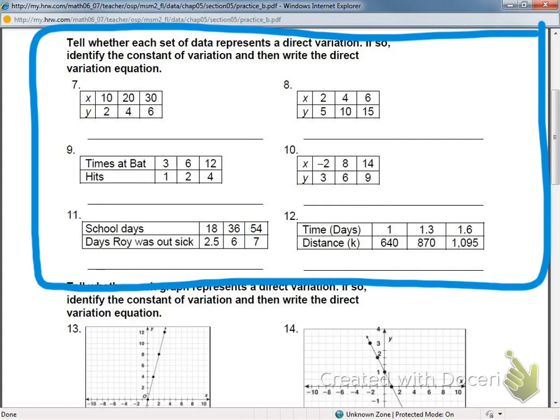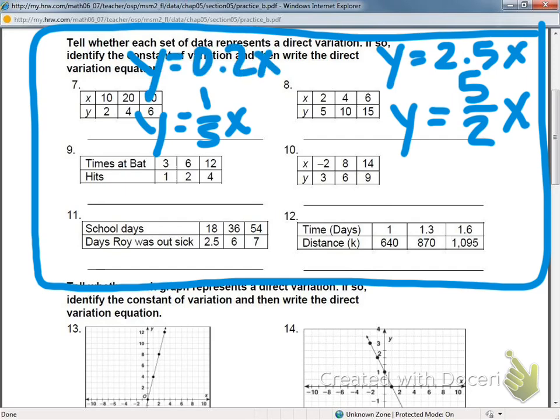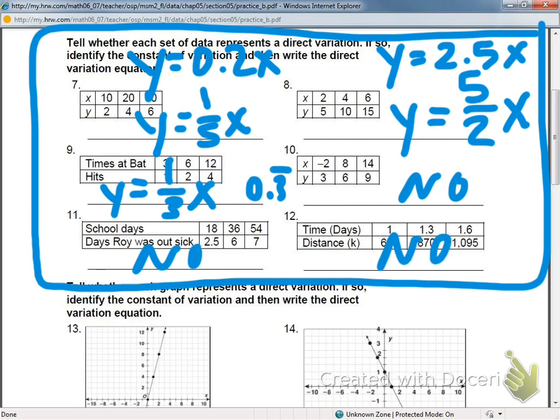Okay, time is up. So let's look at these answers. For number 7, you should have y equals 1/5 x. 8 equals y equals 5 over 2x. You could have also written 2.5. That is also correct. This would also be 0.2x. Number 9, you should have written y equals 1/3 x, or 0.3 repeating. Number 10 was no. Number 11 was no. And number 12 was no.